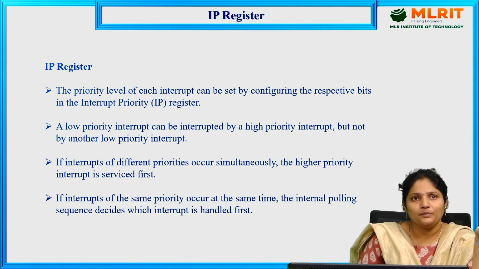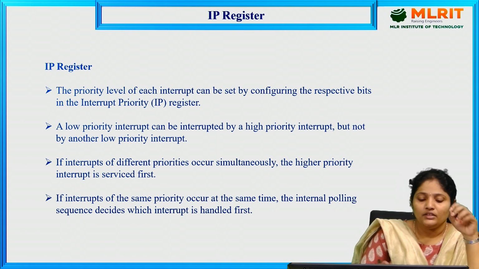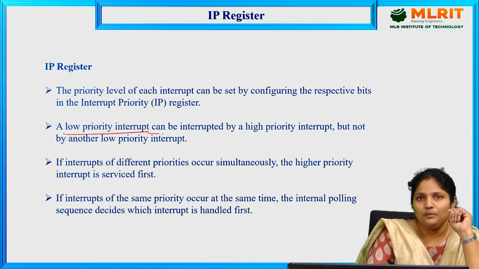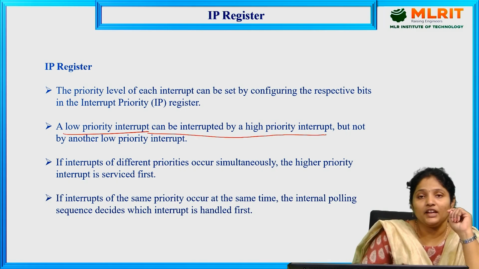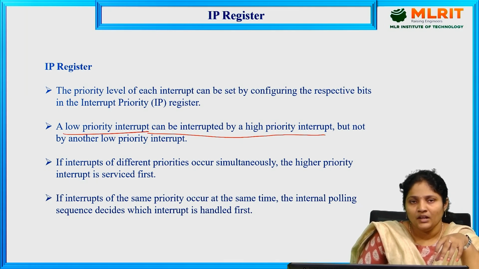So which interrupt has the highest priority, or which interrupt has the lowest priority? Here, one thing is that a low priority interrupt can be interrupted by a high priority interrupt, but not by another low priority interrupt. If we are using higher priority interrupts, you can also use lower priority interrupts, but two low priority interrupts will not occur at a time.